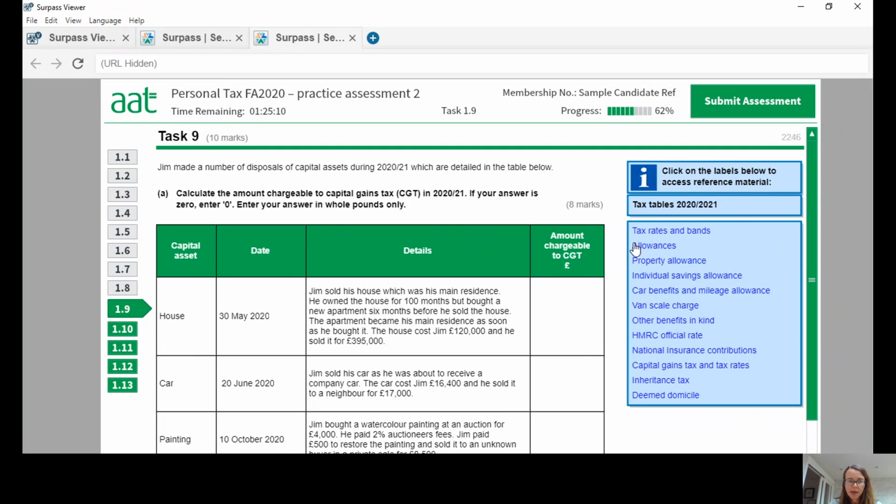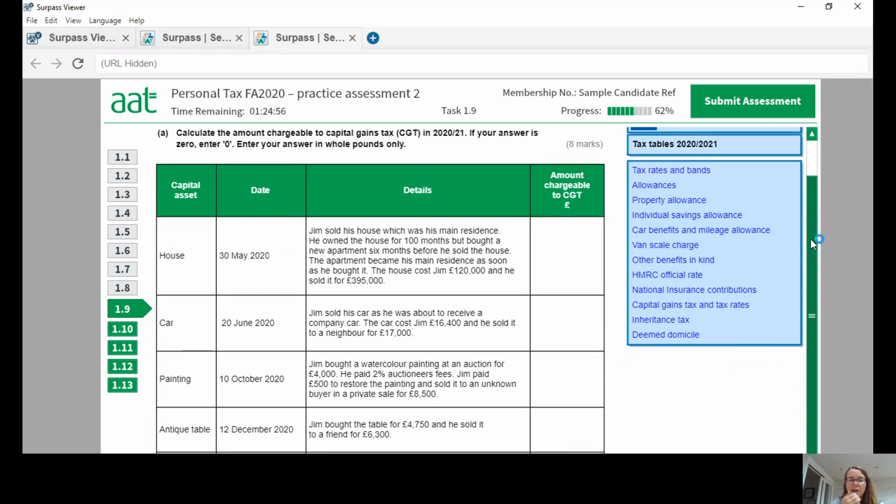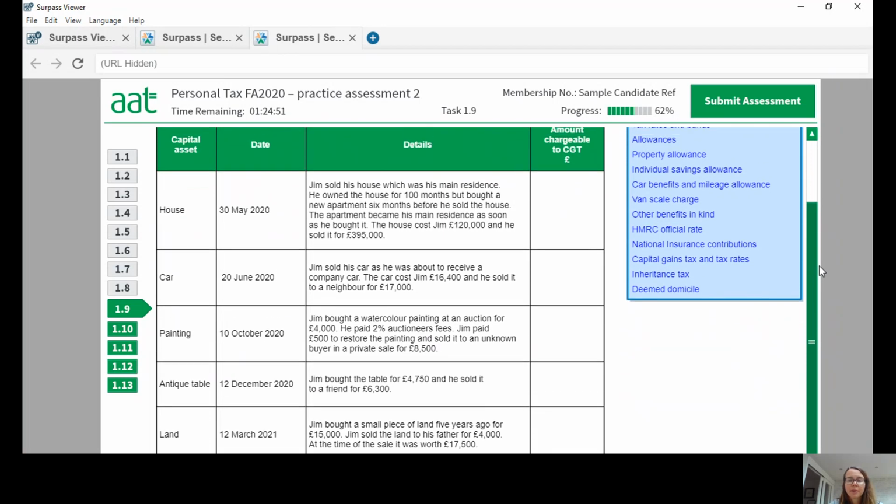Okay, so starting with task 9. Jim made a number of disposals of capital assets during 2021, detailed in the table below. Calculate the amount chargeable to capital gains tax. Enter 0 whole pounds only. Right. House.